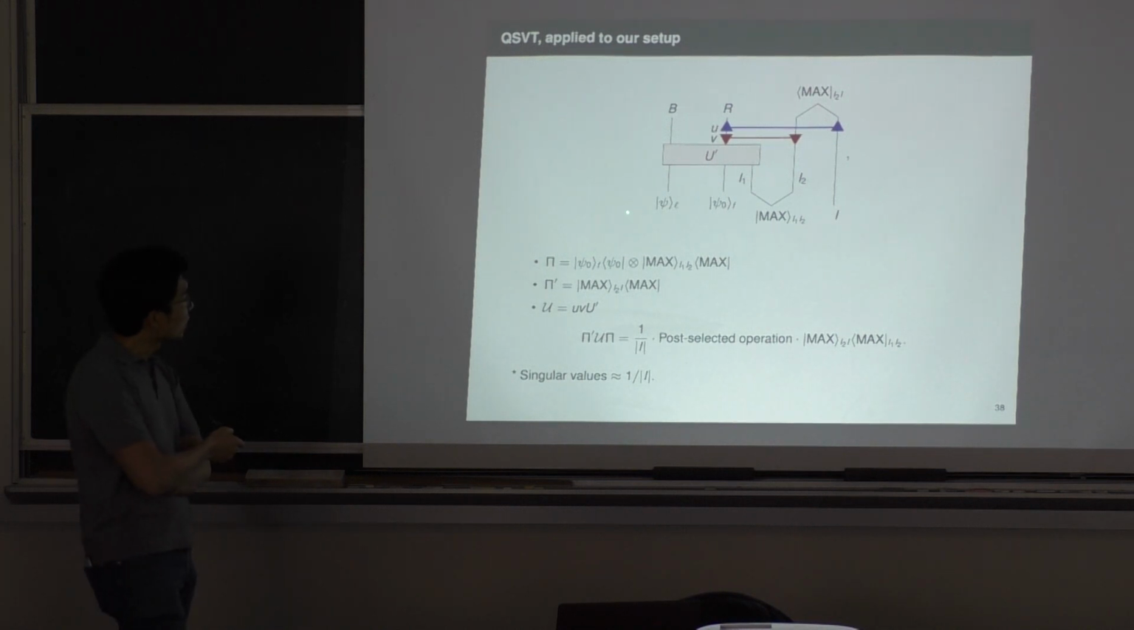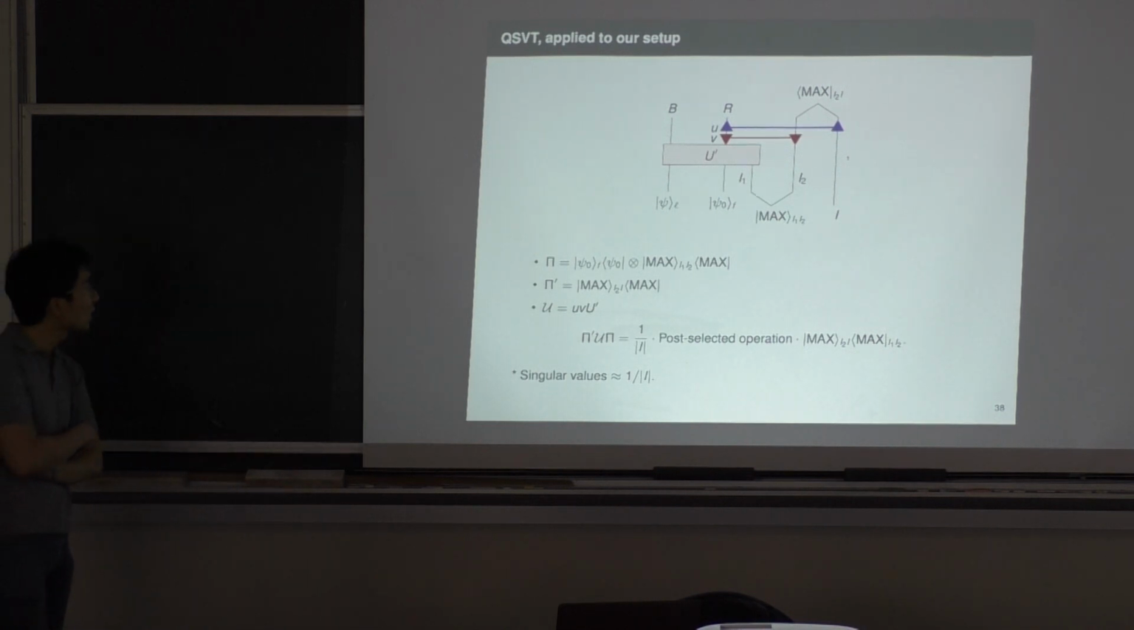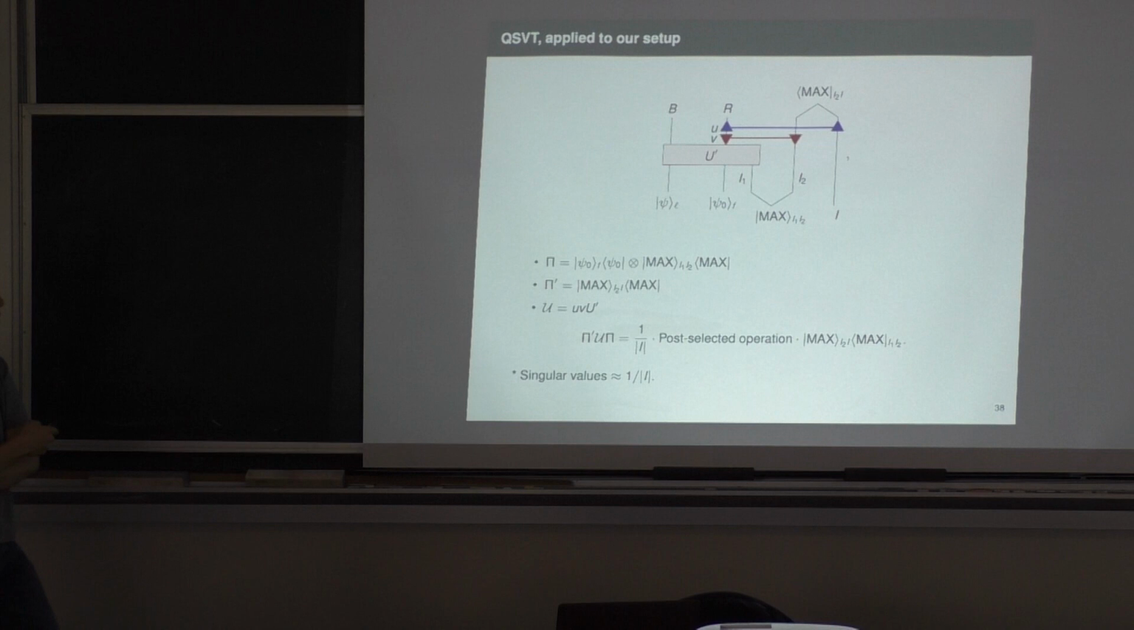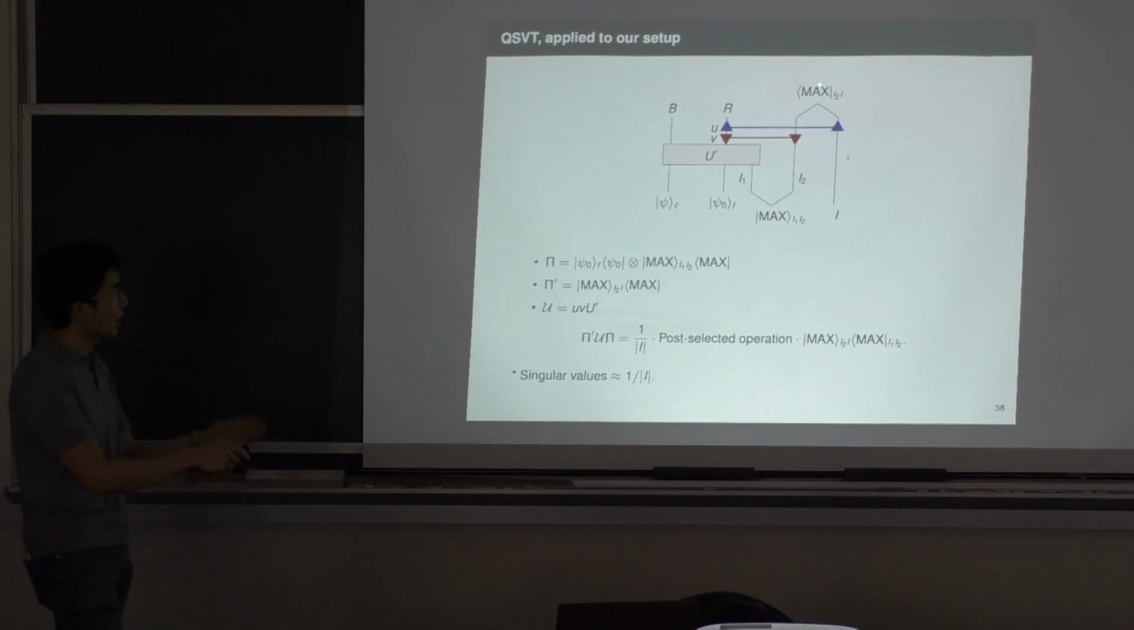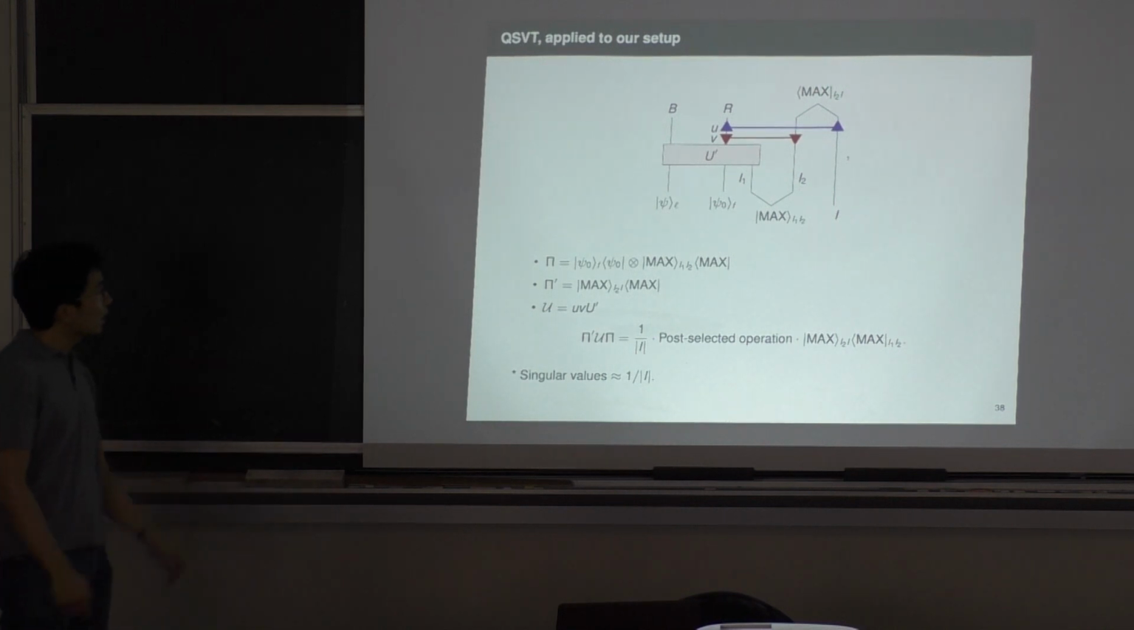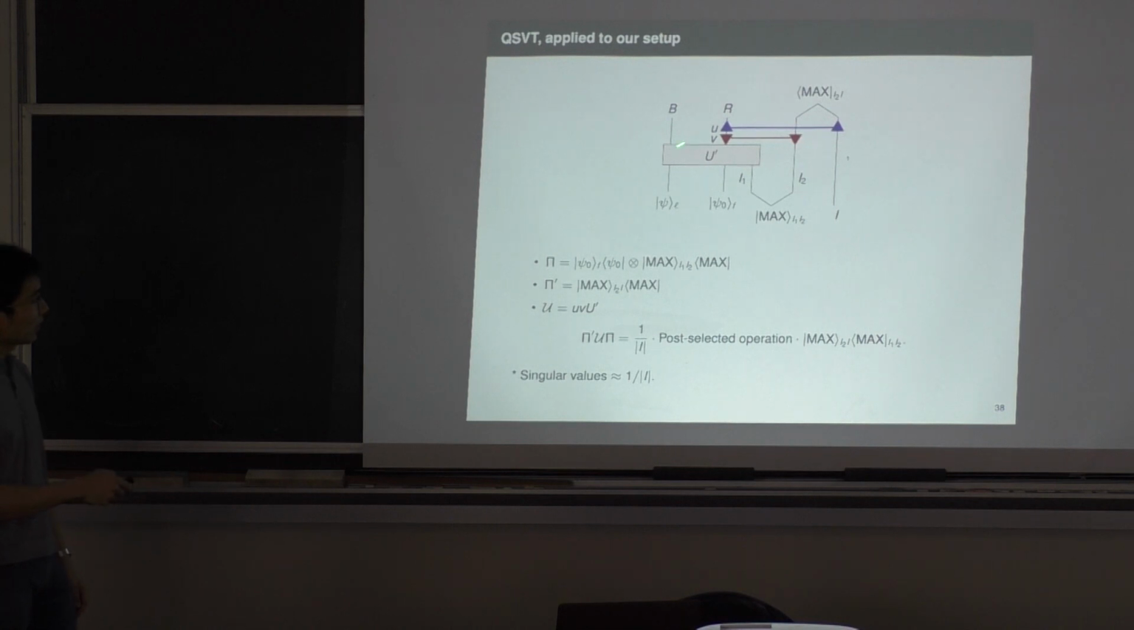And the choice is very simple. What we do is that this pi just amounts to choosing our initial states, so projectors onto these initial states, and a maximally entangled state between I1 and I2. And what about pi prime? That just corresponds to the measurement that we're doing, so that corresponds to the projector onto this maximally entangled state between I2 and pi. And whatever is left behind, the remainder of this circuit, u, v, and u prime, that constitutes a unitary.